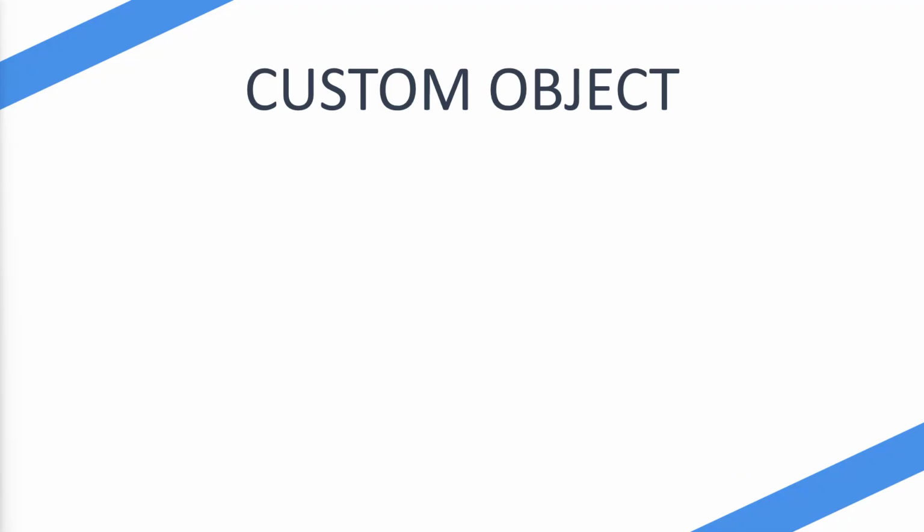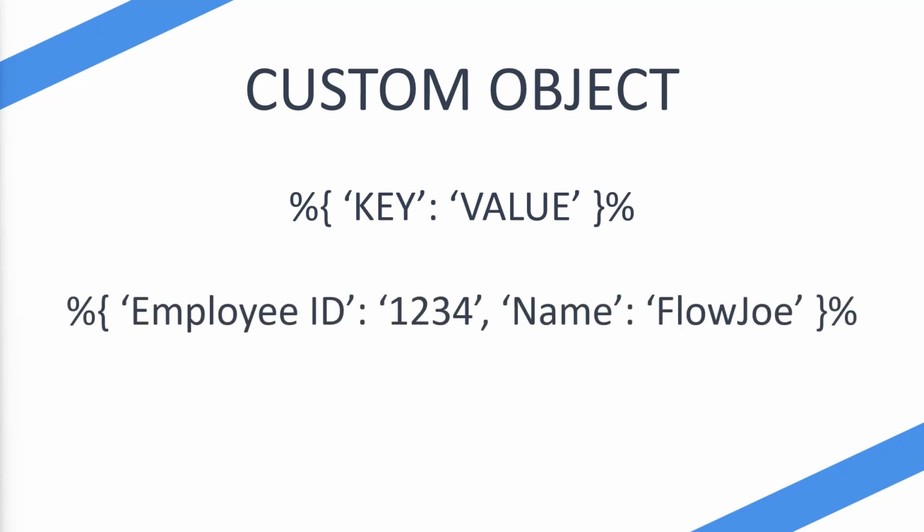So before we begin, let's just have a quick recap on what a custom object is. If you do not know and you want more details, I have another video on my YouTube channel that goes more in depth into this. But essentially, it's a key value pair. So this is what a custom object could look like. We could have an employee ID of 1234, and then we could have a name of FlowJo.